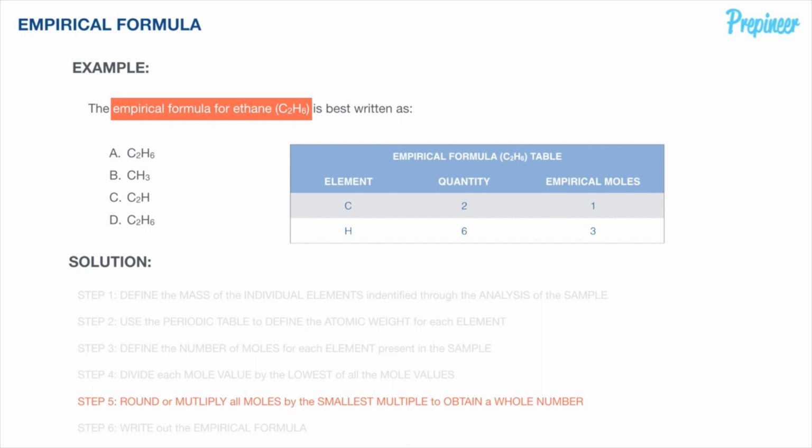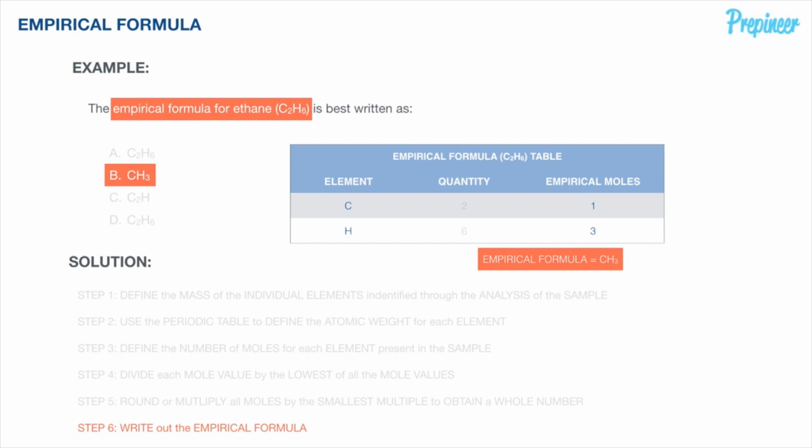We can move on to step 6, where we write out the empirical formula. We focus on that empirical moles column, and we can write our empirical formula for ethane as CH3. So the correct answer, the empirical formula for ethane, is B, CH3.